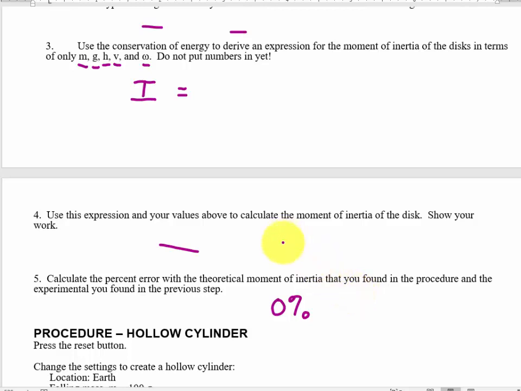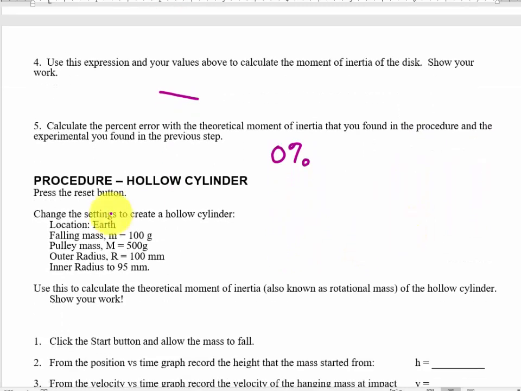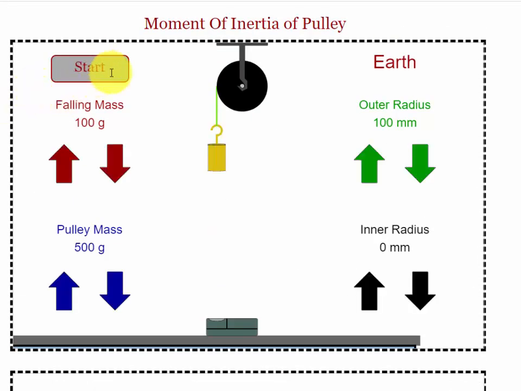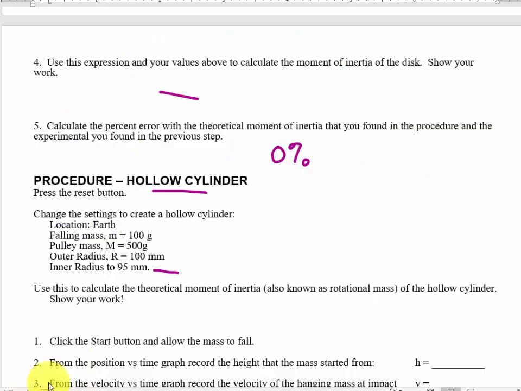Then we're going to go back to the simulation. We're going to hit the reset button, and we're going to just goose up the inner radius to 95 millimeters, and we're going to have ourselves a hollow cylinder. So let's take a look at what that looks like. We're going to hit the reset button, increase this to 95 millimeters, and more or less repeat the procedure. We're going to hit start.